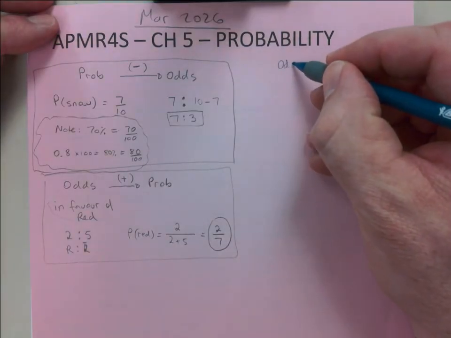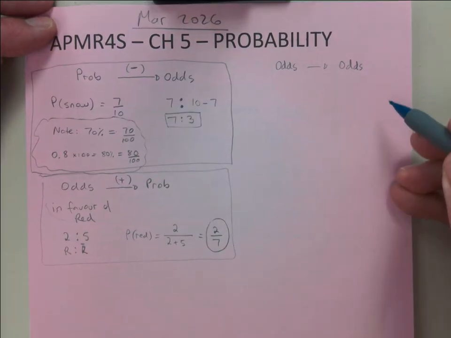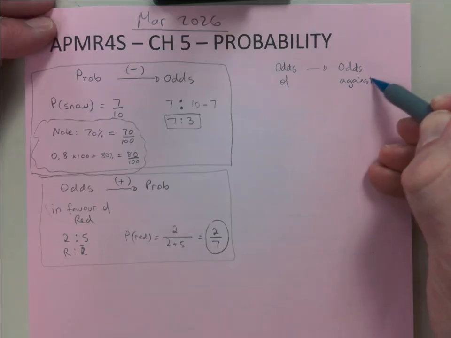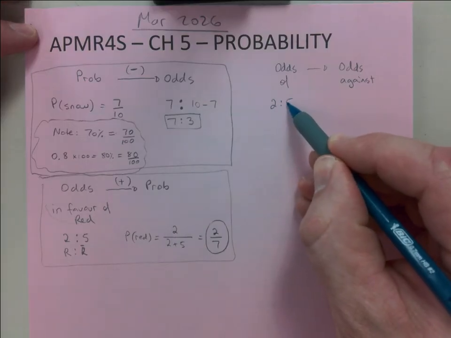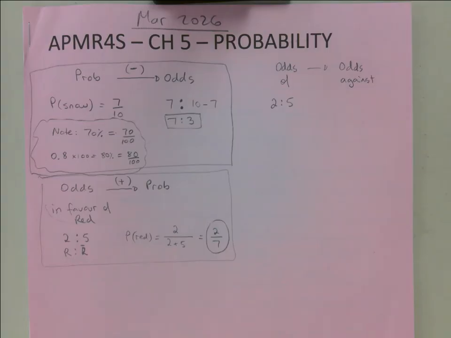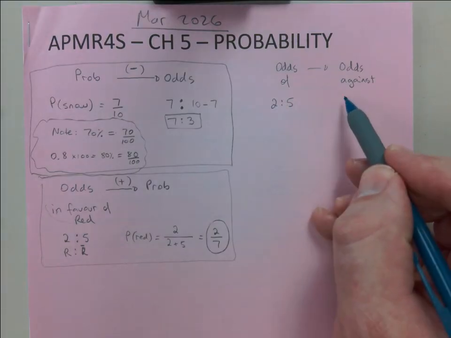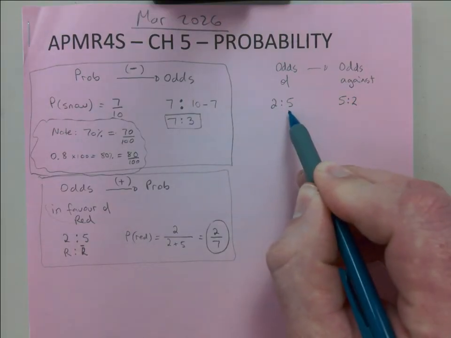If you're going from odds to odds, okay, so odds of and odds against, please don't be adding, subtracting, don't do anything like that. If I tell you that the odds in favor of red is 2 to 5, okay? You need to write this down or else you're not going to pay attention. Then the odds against, what would we do? We keep the same format. We're not adding, we're not subtracting. We're just going to go 5 to 2. That's it. It's just the order that changes.